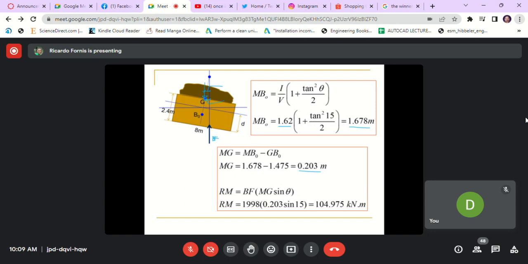And how do we calculate for the distance? You utilize the mg. That's the mg. So the mg, and then multiply it by sine angle, where the angle here is the angle theta. So the result, we call it righting moment, 104.975 kilonewton meter. Any question or clarifications?